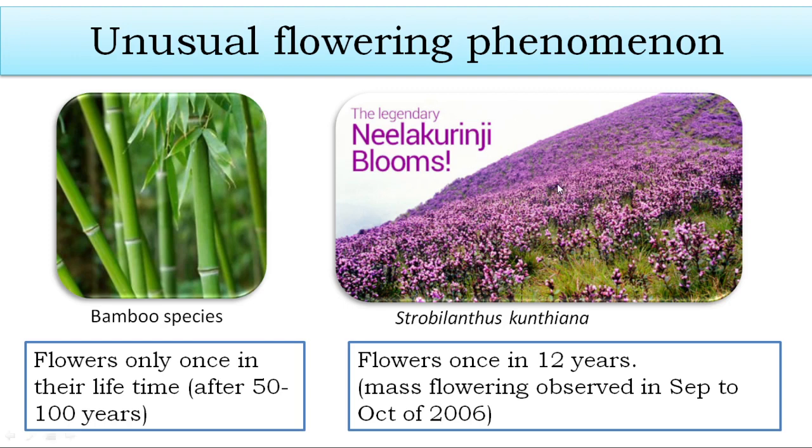So it produces very beautiful scenery and therefore it attracts lots of tourists. In board examinations, a question may be asked: name the plant which blooms once every 12 years. Or they can ask: name the plant which turns the hilly tracts of Kerala, Tamil Nadu and Karnataka bluish in color. The answer is Strobilanthus kunthiana, and you have to remember that this particular plant flowers once in every 12 years, right? And the mass flowering was observed in September to October of 2006.